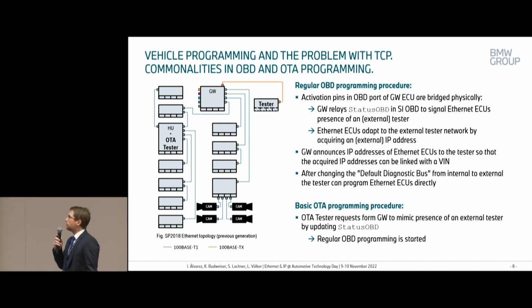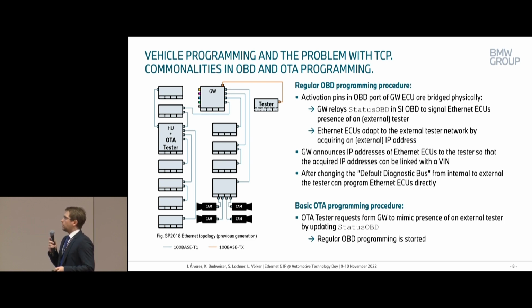Now, regular programming works as follows. We attach the tester to the OBD port, and thereby the activation pins are physically bridged. This information is provided as status OBD to signal all the Ethernet ECUs the presence of an external tester. Now, the Ethernet ECUs have to react on that because they need to adapt to the external network. If they would not adapt, maybe there would not be any connectivity. And they do react by acquiring an external IP address so that you can have a TCP/IP connection.